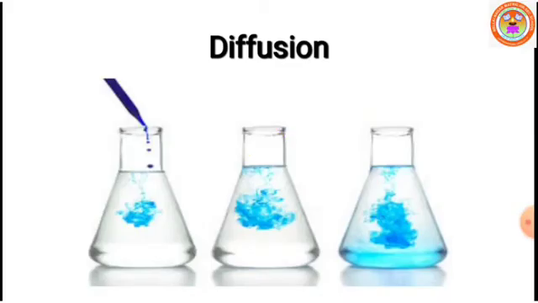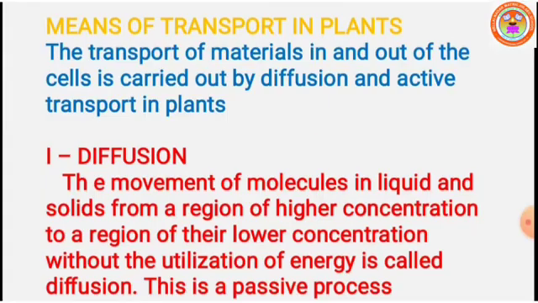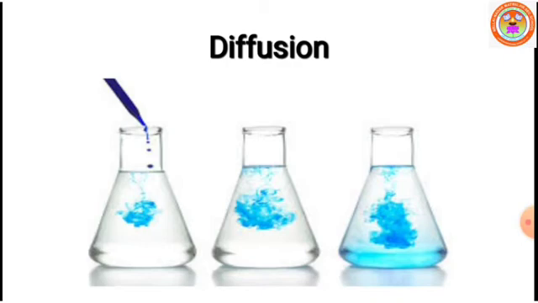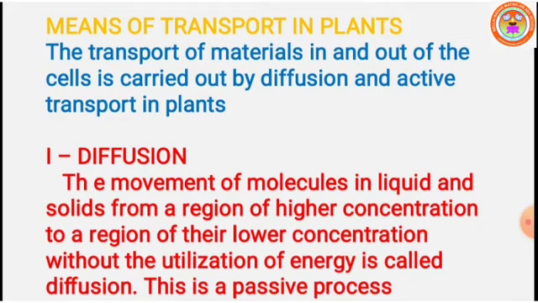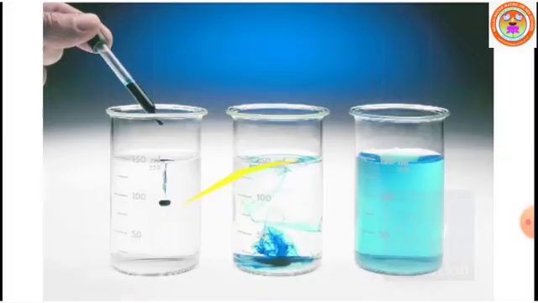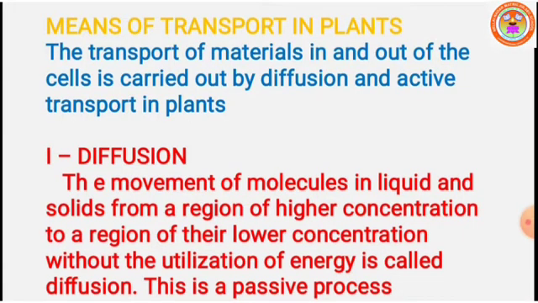Transport in plants. Transport of materials in and out of the cell is carried out by diffusion and active transport in plants. Let us start with diffusion. Diffusion is nothing but movement of molecules in liquids from a region of higher concentration to lower concentration without utilizing energy.